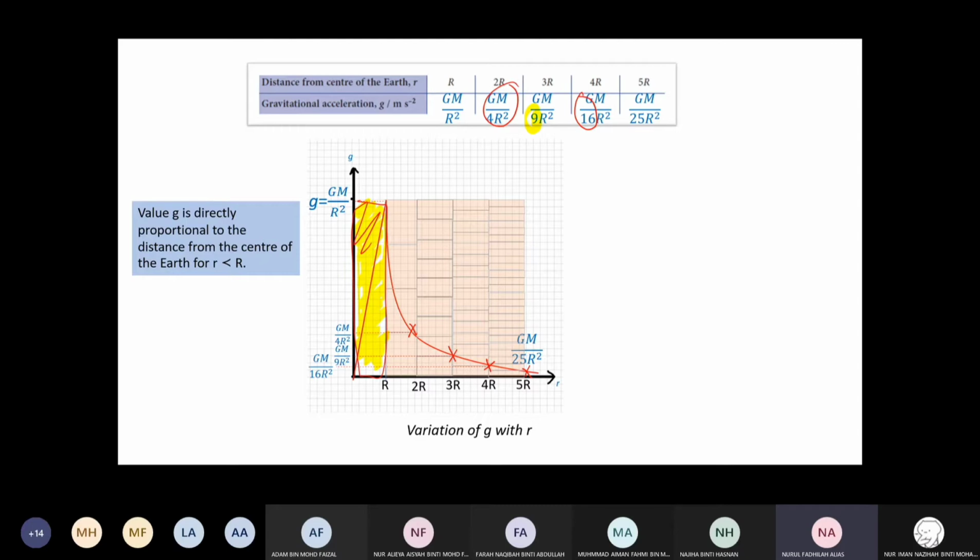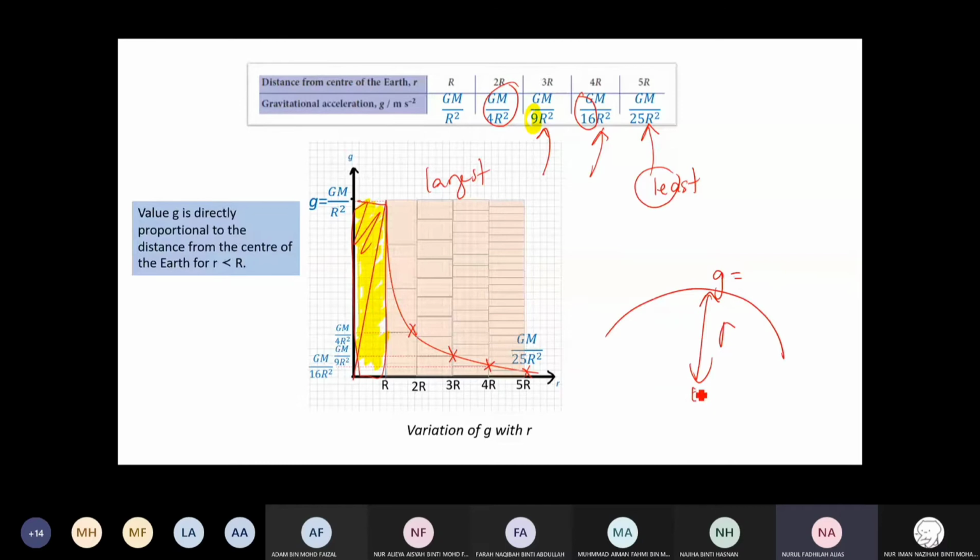So we take it in parts, we use fractions. Sometimes you are asked, you are given values. When given values, of course the value here will be much less. This is the least. This is the largest. And at the Earth's surface here, what is the value of G? Anyone knows the value of G at the Earth's surface? Approximately?